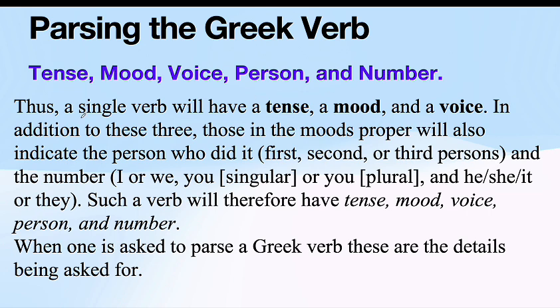Very good. Thus, a single verb will have a tense, mood, and a voice. In addition to these three, those in the moods proper will also indicate the person who did it, first, second, or third person, and the number: I or we, you singular or you plural, and he, she, it, or they in the plural. Such a verb will therefore have tense, mood, voice, person, and number.